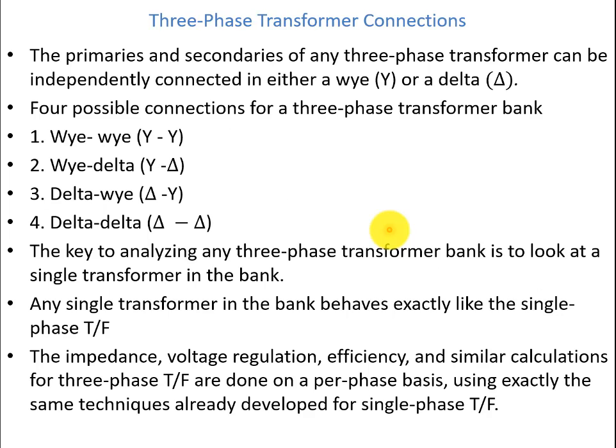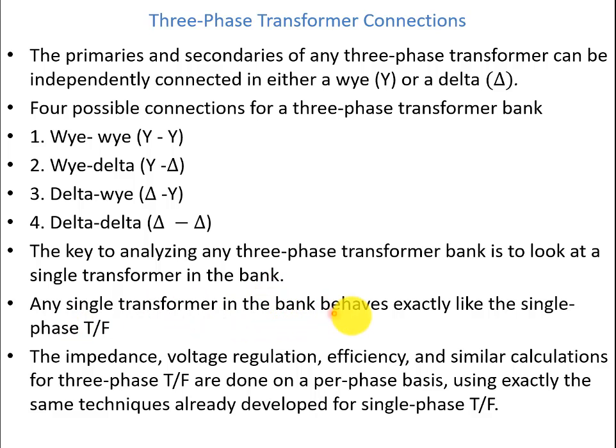There are four ways in which we can connect the windings. You might have seen the words Y and delta connections of the windings. We can connect the three-phase transformer banks in different ways because we have the primary side winding and the secondary side winding. So we can connect the three windings as Y-Y, Y-delta, delta-Y, or delta-delta.